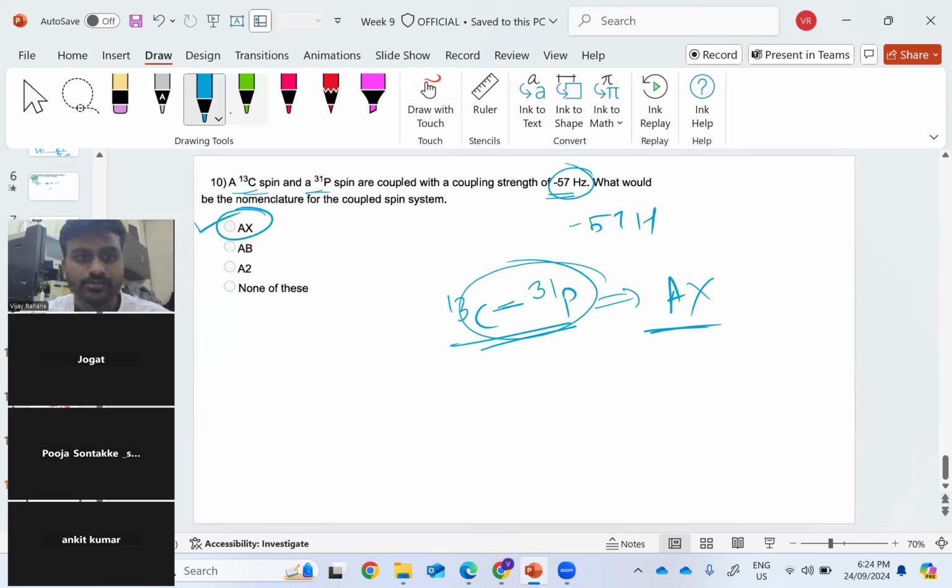So these are all the problems from the assignment I have solved as it is. So hopefully you got the answers for all the questions. Does anyone have any question or any doubt?